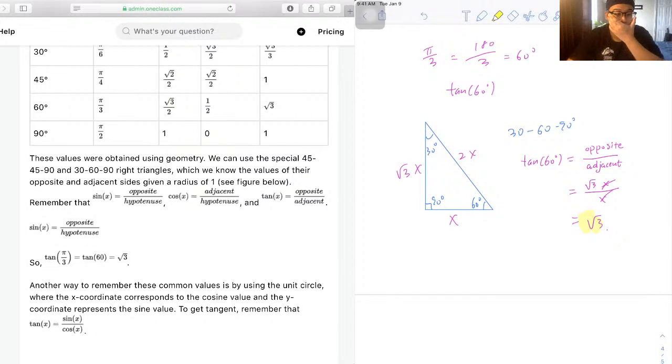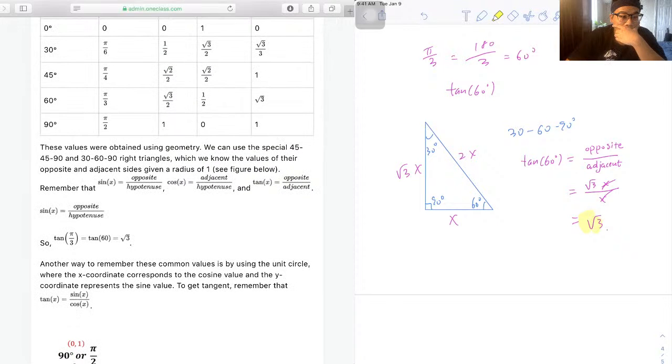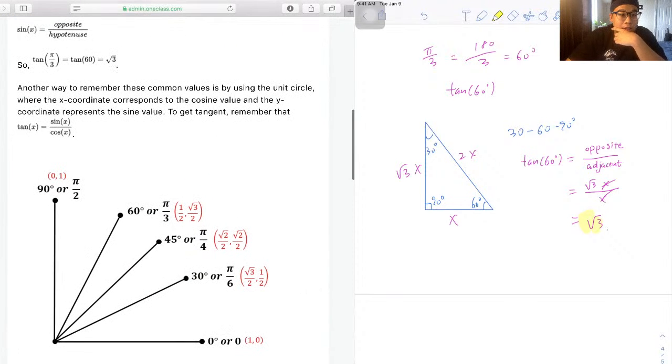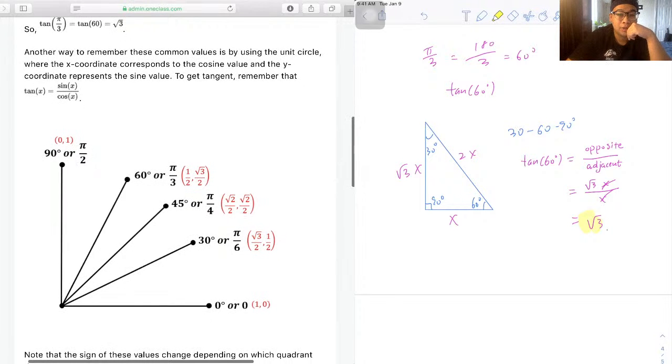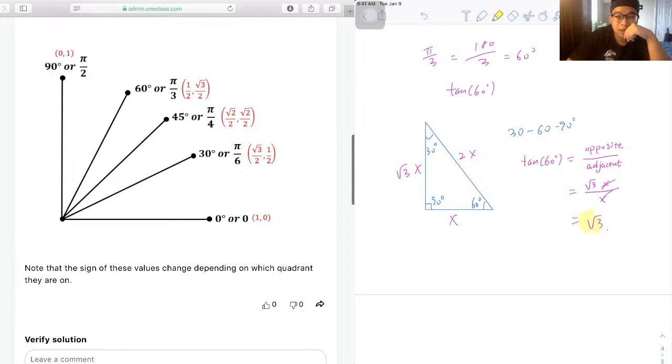And also, you can do it using the unit circle, which the Junior Tutor wrote down here. Another way to remember this common value is by using the unit circle, where the x coordinate corresponds to the cosine value and the y coordinate represents the sine value. So in order to get our tangent, remember that tangent x is equal to sine x over cosine x. And here's a part of the unit circle.